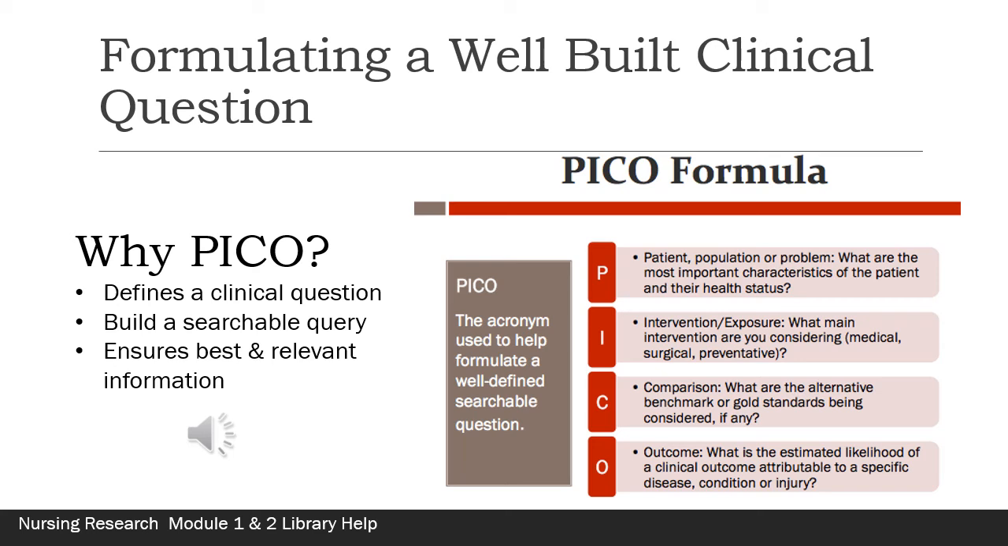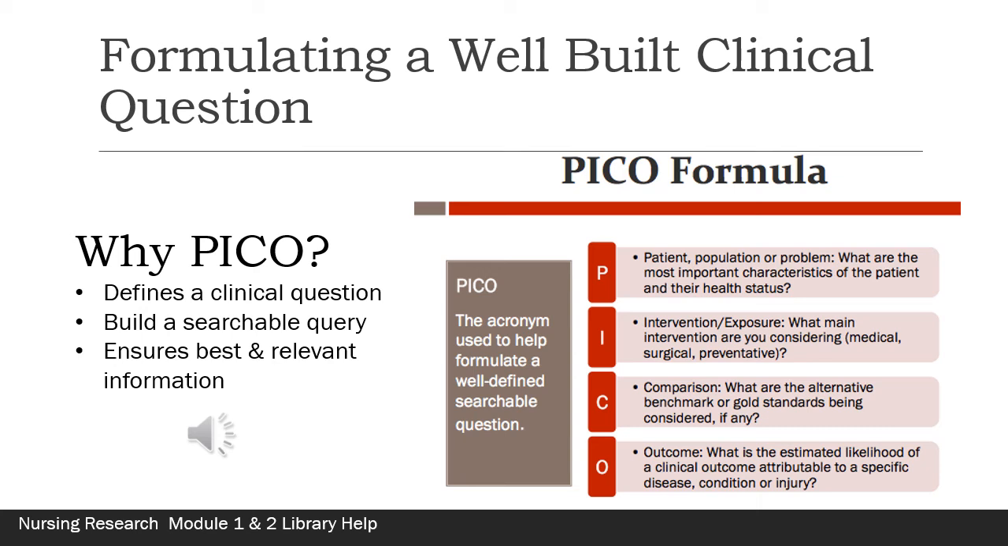P for patient or population or problem. So in other words, what are the most important characteristics of the patient and their health status? I for intervention or exposure. What main intervention are you considering? Is it a medical, surgical, or preventive type intervention? C for comparison. Sometimes a comparison is not always part of PICO, but if it is, what are the alternative benchmarks or gold standards being considered, if any? And then O for outcome. What is the estimated likelihood of a clinical outcome attributable to a specific disease, condition, or injury?